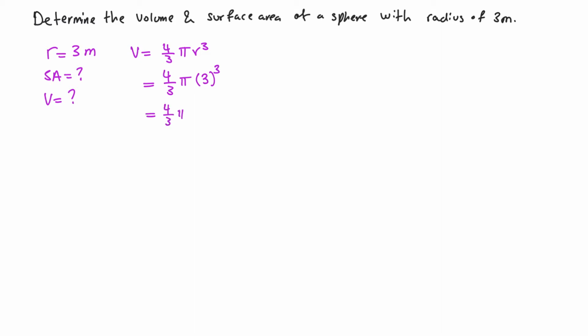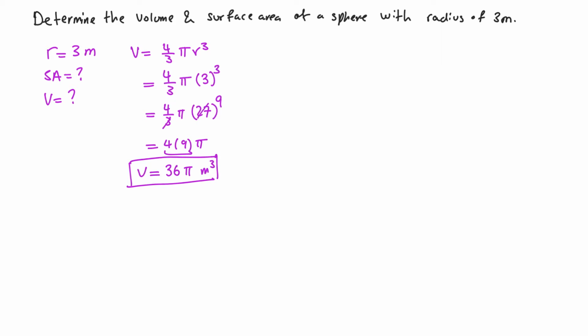4 over 3 pi, 3 times 3 times 3 is 27. I can simplify this a little bit. 27 divides by 3, and I get 9. I could have done that earlier as well, but I just took the steps instead. So I get 4 times 9 times pi. 4 times 9 is 36. So I get 36 pi. And this could be my answer. So this would be an exact answer.